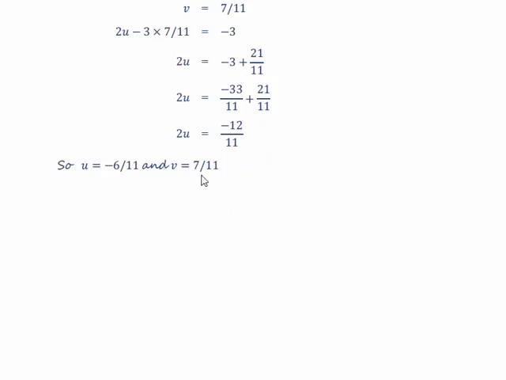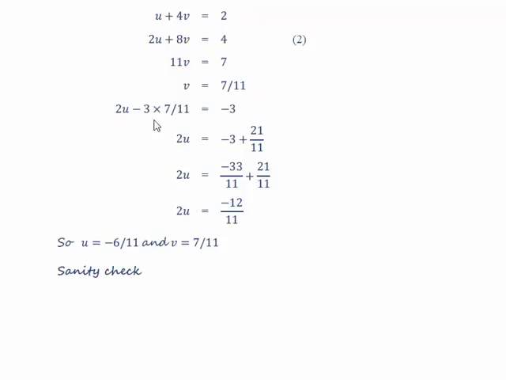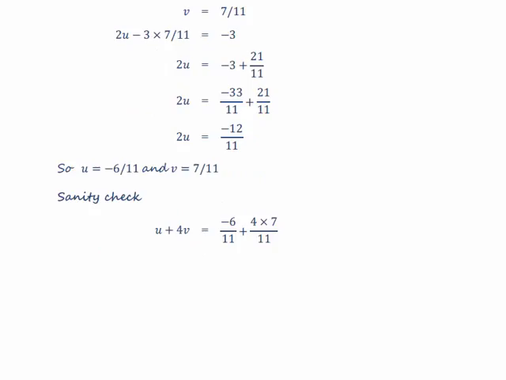We could have made a mistake deriving u and v, so we should do a sanity check here. So we're going to substitute our value for u and v into this equation here. u is equal to minus 6 over 11, and 4 times v is 4 times 7 over 11. 4 7s are 28, 28 minus 6 is 22, 22 divided by 11 gives us 2, which is what we expected.